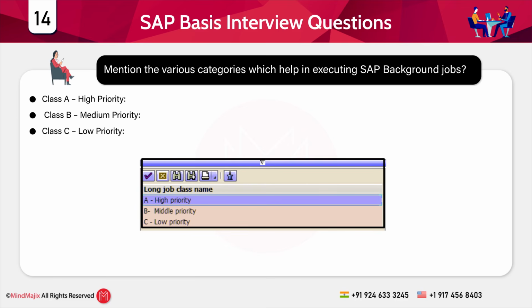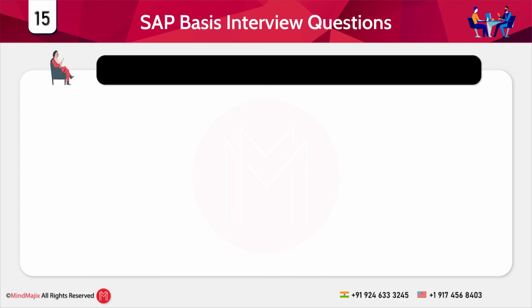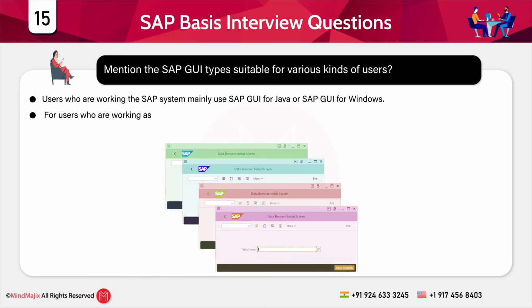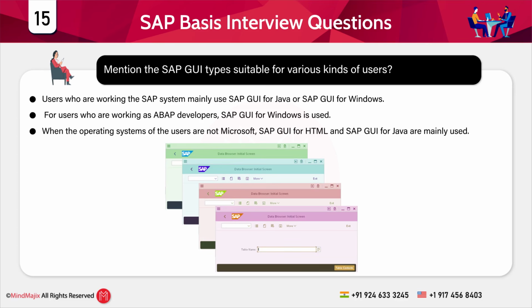So after the completion of classes A and classes B, the job of class C gets started. The next question is, mention the SAP GUI types suitable for various kinds of users. Users who are working with the SAP system mainly use SAP GUI for Java or SAP GUI for Windows. For users who are working as ABAP developers, SAP GUI for Windows is used.